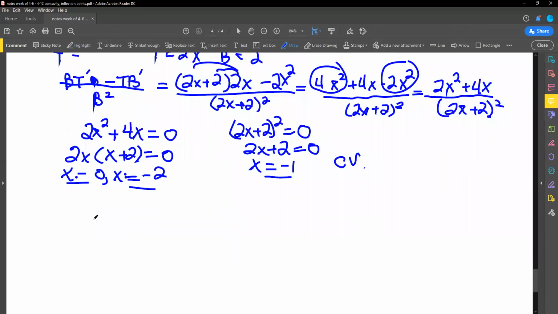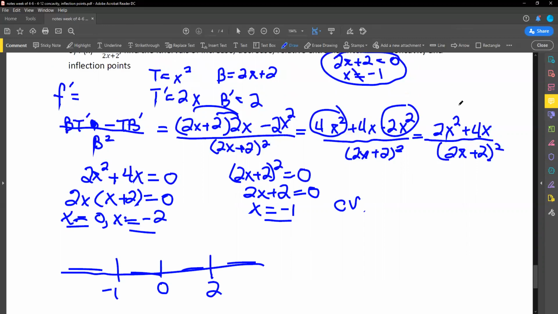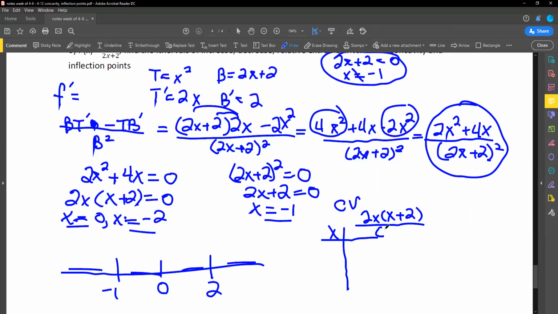All right, so I'm going to do a sign test involving all of the critical values. So I'm going to put them on a number line. And this splits the graph into 4 areas. I'm going to test all the regions in between in the first derivative. In fact, I'll use the factored form of it. The top factor is 2x times (x plus 2). And the bottom factor is (2x plus 2) squared. The nice thing about the bottom, something squared is always positive, so I don't care what you put in there, it's always going to be positive, so you don't have to worry about it.